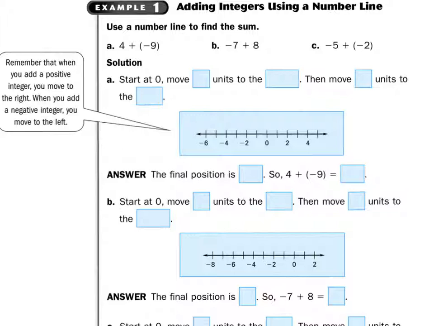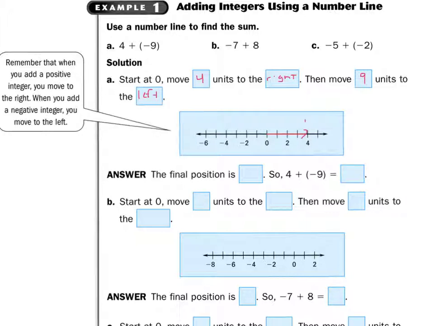In example 1, we will use a number line to find the sum. A is 4 plus a negative 9. When we start an addition problem, we will always start at 0. We will take the first number, which is 4, and we will move 4 units to the right, because 4 was positive. So we start at 0, and we move 4 units right. We end at 4. Then, since it's plus a negative 9, we will move 9 units to the left, because it was negative.